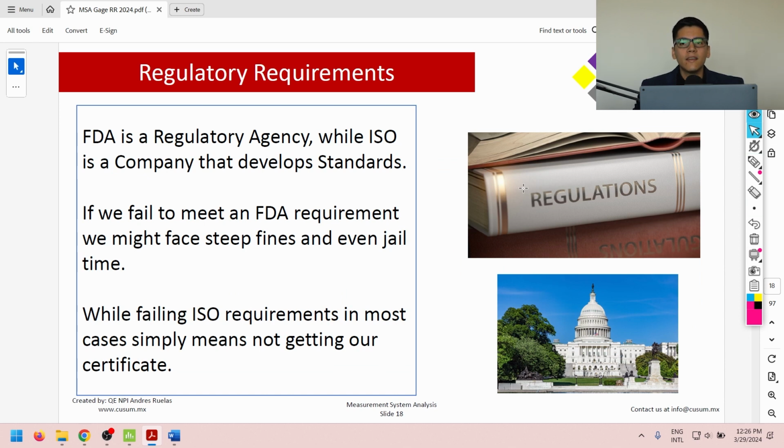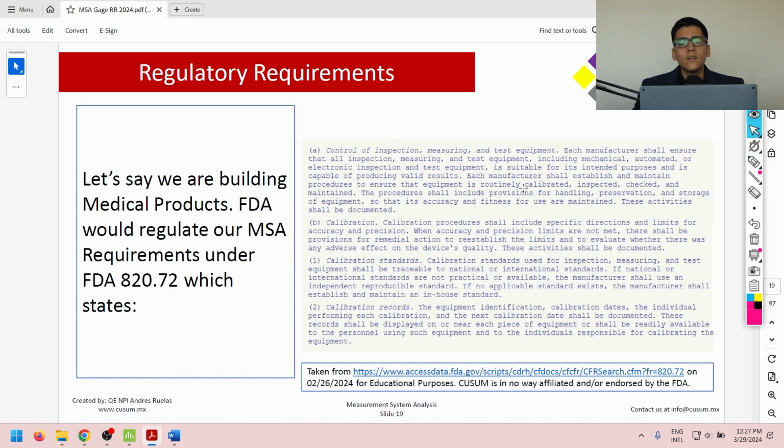If we do not meet an FDA requirement, we might face steep fines and even jail time. While failing to meet ISO requirements, in most cases, simply means not getting our certificate without any type of additional penalty. Let's say we are building a medical device product. FDA would ask us to execute MSA requirements, as in making sure that our data is repeatable and reproducible, under FDA 820.72, which states the following.